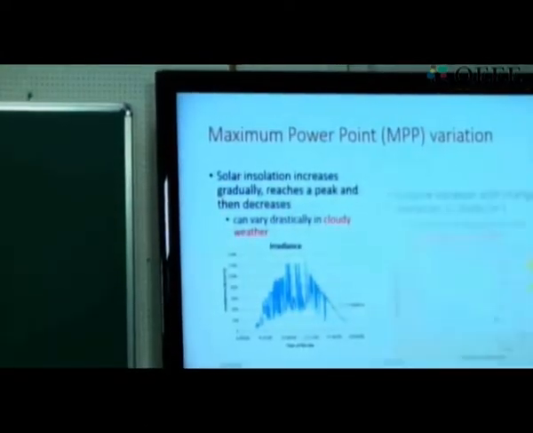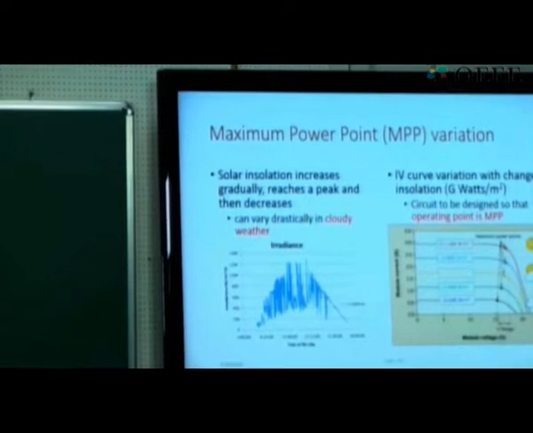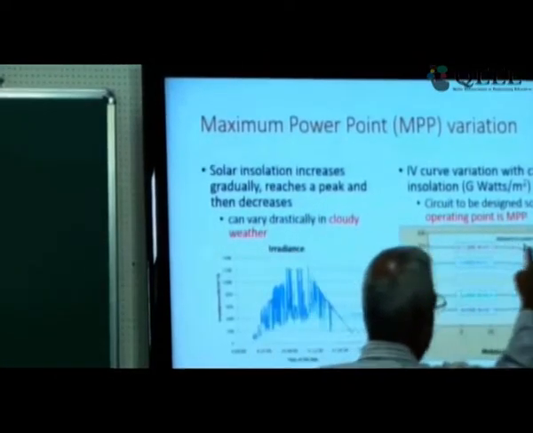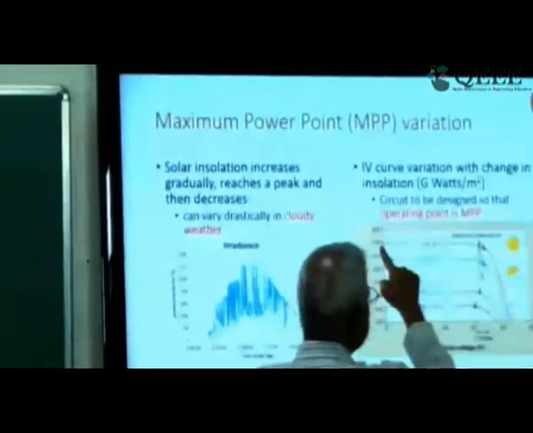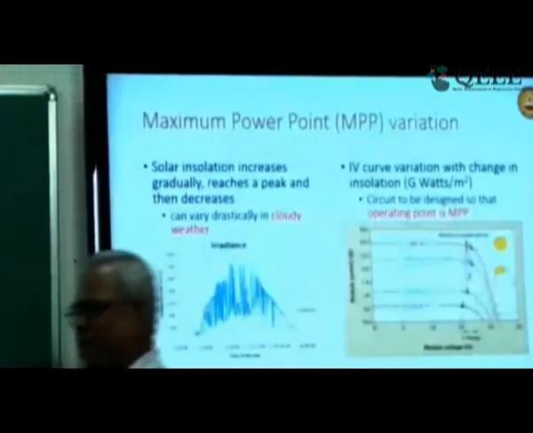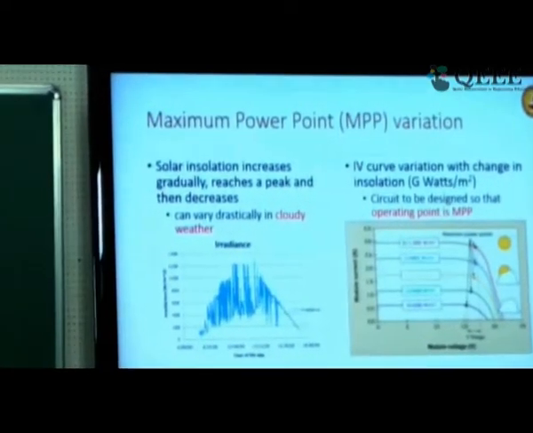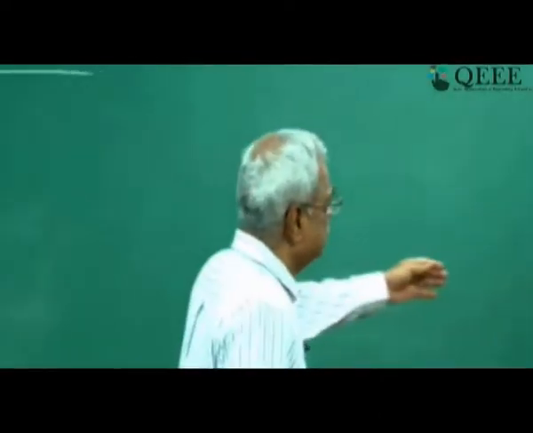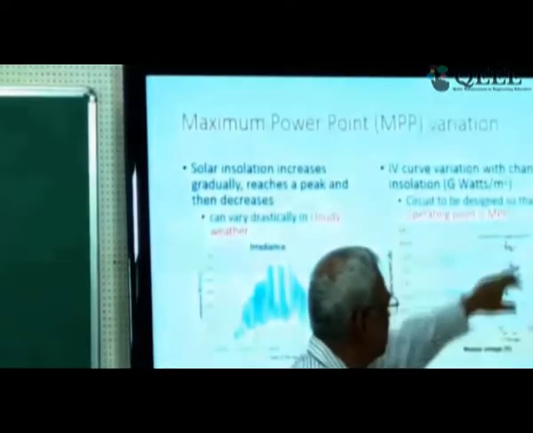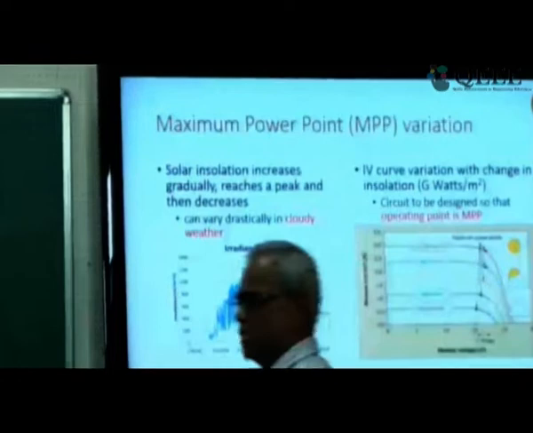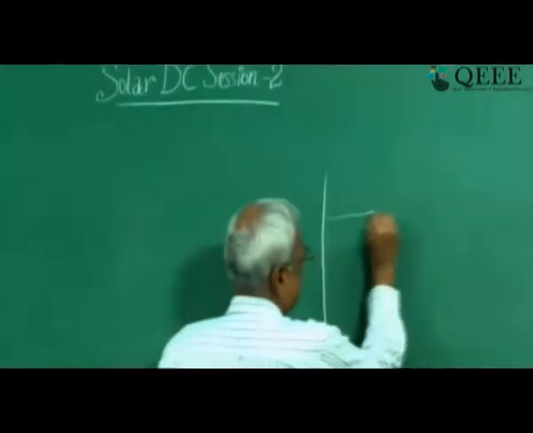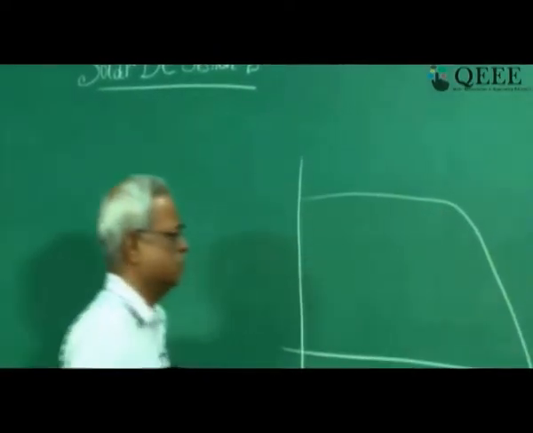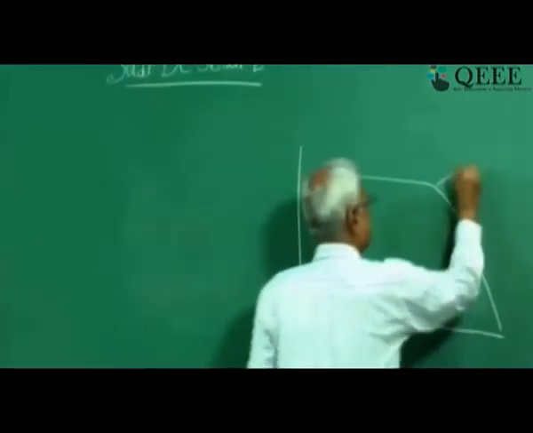Now what happens when solar insolation is not constant? Look at this. This was the original curve that I had drawn, the I versus V curve. So this is the solar insolation. The red curve is the solar insolation if the sun is at the peak, and I'm saying it's 1000 watts per meter square. As long as it is 1000 watts per meter square, it is this. So essentially at 1000 watts per meter square, it is like this.